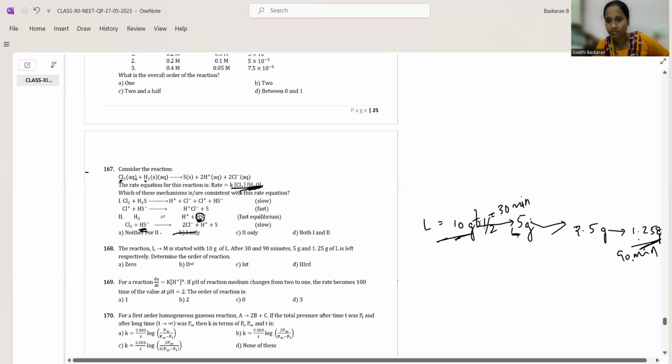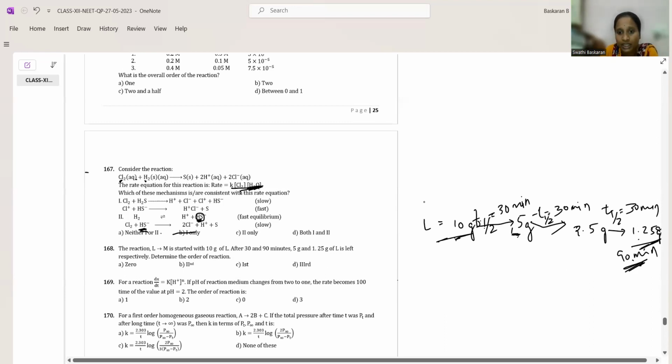So we assume that 5 to 2.5 is also once again T half only. Definitely it would be taking 30 minutes, and once again here also T half is equal to 30 minutes. So overall these three T halves are equal to 90 minutes. What is the pattern that we are trying to understand? Irrespective of the initial concentration, the T half time is remaining the same. So in this case the T half is independent of the initial concentration.